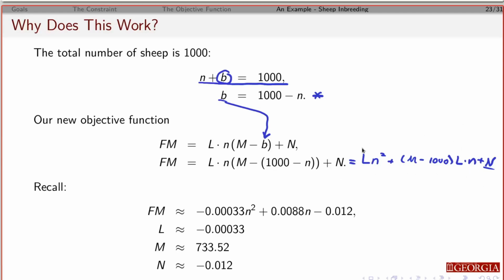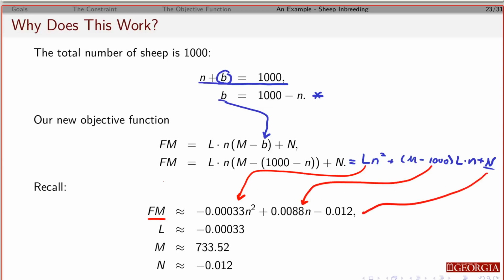So this is just a standard parabola here, and I've got two parabolas. I already know the fleece mass is given by this. So in order for two parabolas to be the same, I just have to make the coefficients the same. So I can immediately look at this and say, okay, n is minus 0.012, L is this, and then I have to set this whole thing equal to this and then solve for the m.